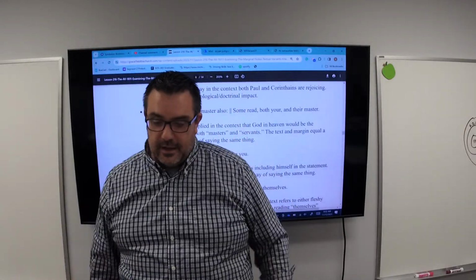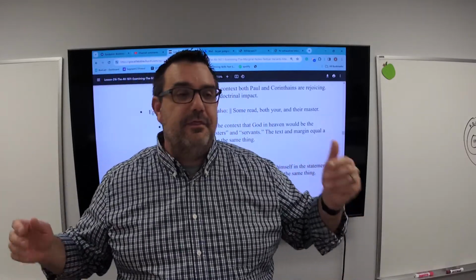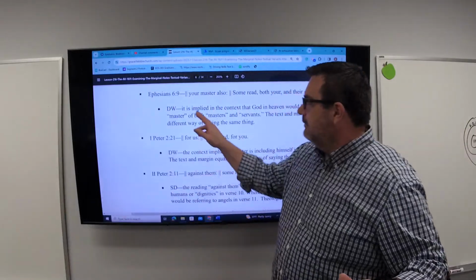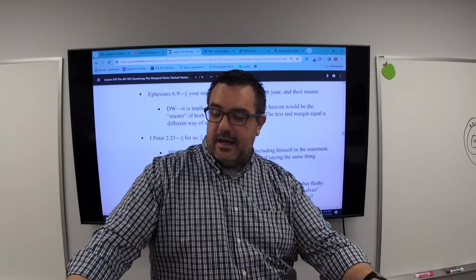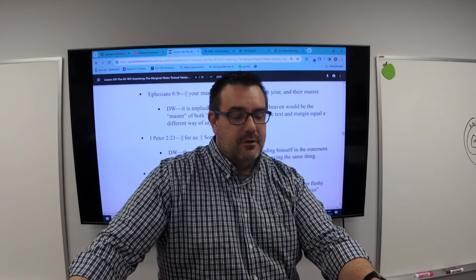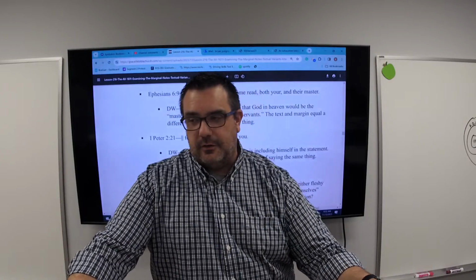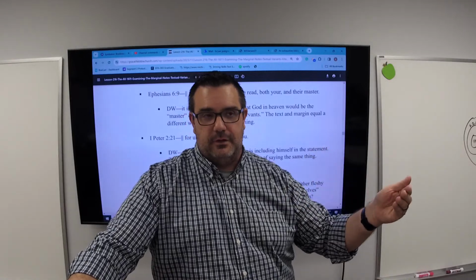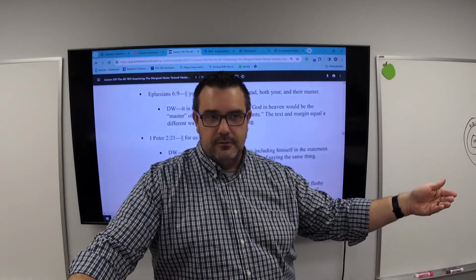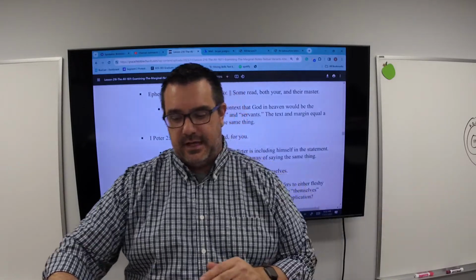So the text says, "your master also." The margin of the 1611 said, "both your and their master." So look at my statement right here. It is implied in the context that God in heaven would be the master of both masters and what? Servants. Okay? The text and margin equal a different way of saying what? The same thing. It's obvious in the text that whoever the master of the masters is, is also the master of who? The servants. Are you guys following that? It's obvious in the context that that's the case.